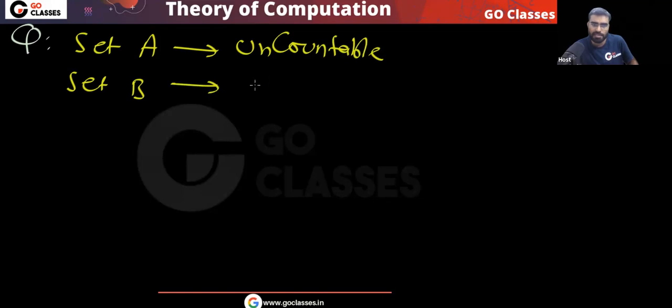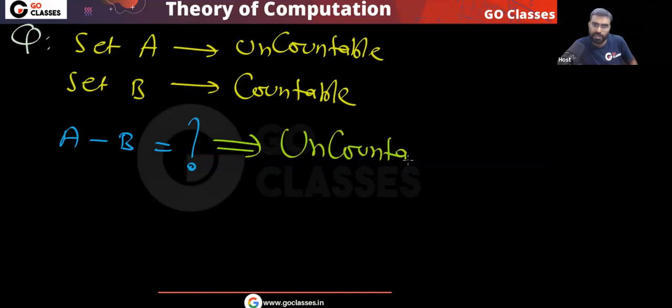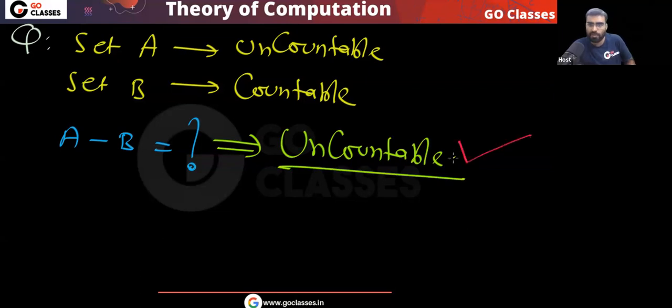This is set A, and it is uncountable. Let's assume set B is countable. Now, from uncountable, if you remove countable, what will you get? A minus B. What can you say about it? The answer is this will necessarily be uncountable. Yes or no? This will definitely be uncountable.